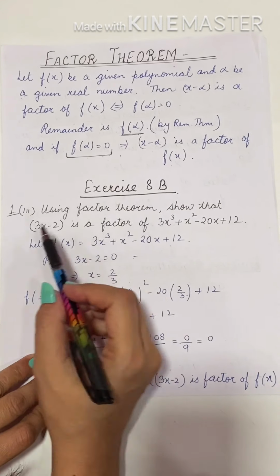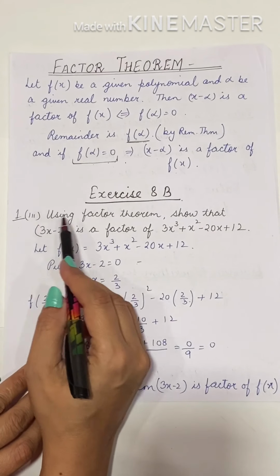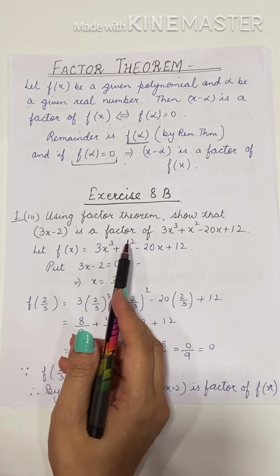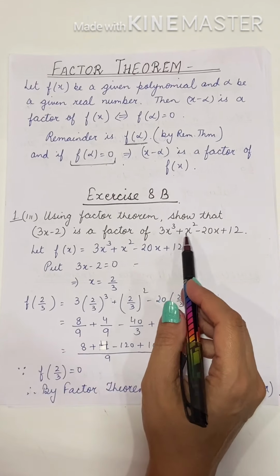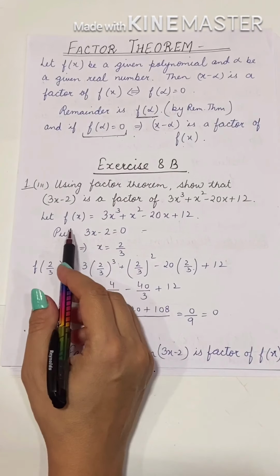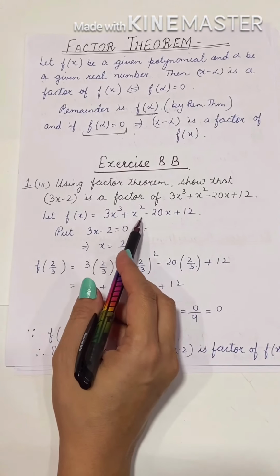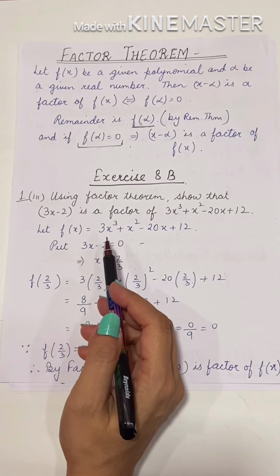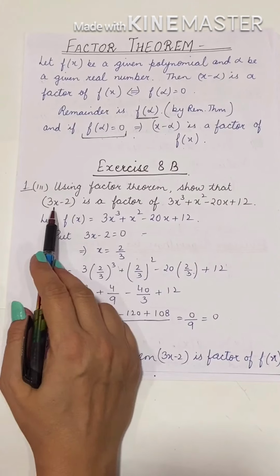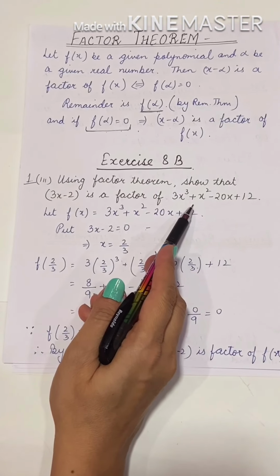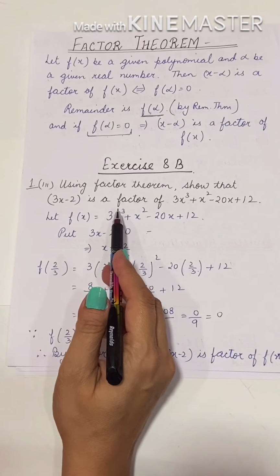Exercise 8B, question number 1, third part. Using factor theorem, show that 3x minus 2 is a factor of 3x cube plus x square minus 20x plus 12. Let f(x) equal 3x cube plus x square minus 20x plus 12, I have supposed. Now, we have to show that 3x minus 2 is a factor of this polynomial. So, we need to show that the remainder is equal to 0.